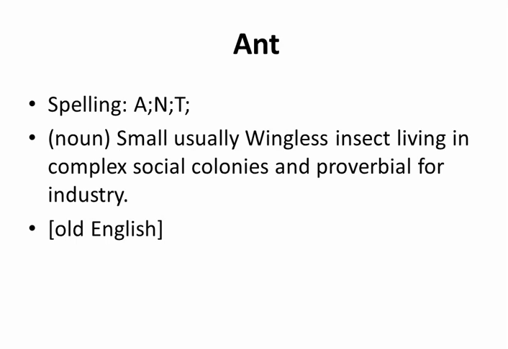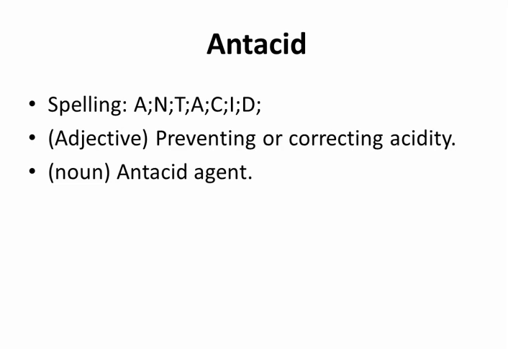Ant. Spelling, A, N, T. Noun, small, usually wingless insect living in complex social colonies and proverbial for industry. Old English. Antacid. Spelling, A, N, T, A, C, I, D. Adjective, preventing or correcting acidity. Noun, antacid agent.